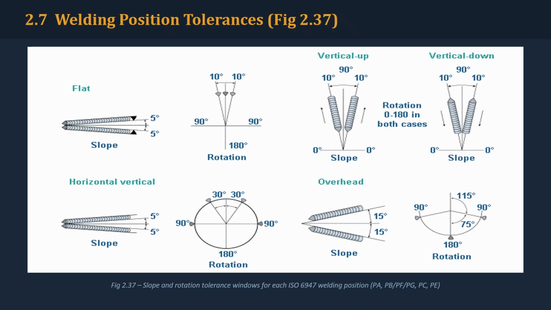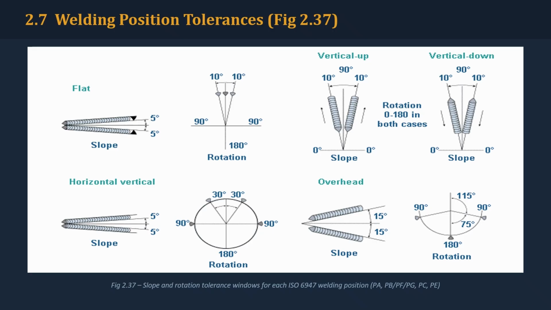The previous slide introduced the position codes. This slide explains an important detail. The actual welding position is not simply a label such as vertical or horizontal. ISO 6947 defines positional ranges using geometric parameters such as slope and rotation. Slope describes the inclination of the weld axis relative to the horizontal reference. Rotation describes the orientation of the weld cross-section. The diagram provides tolerance windows for the various welding positions.